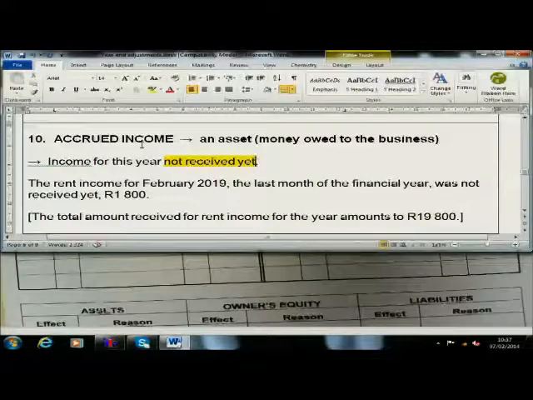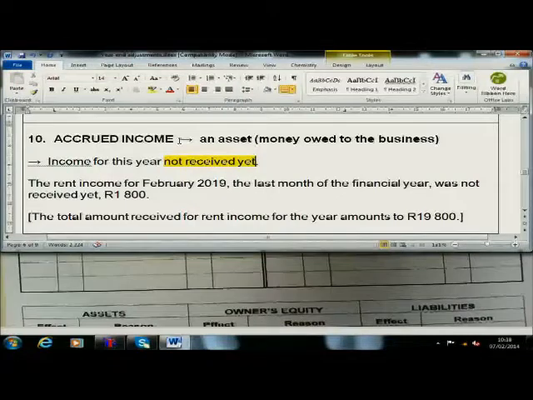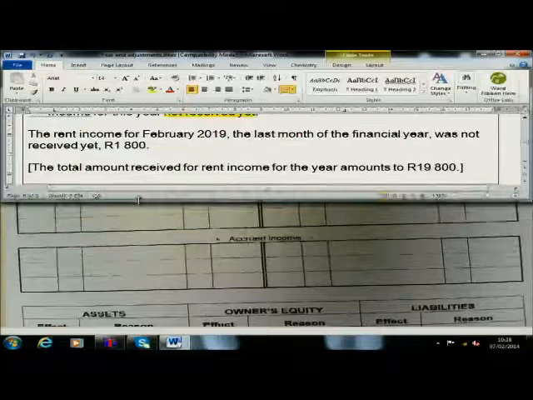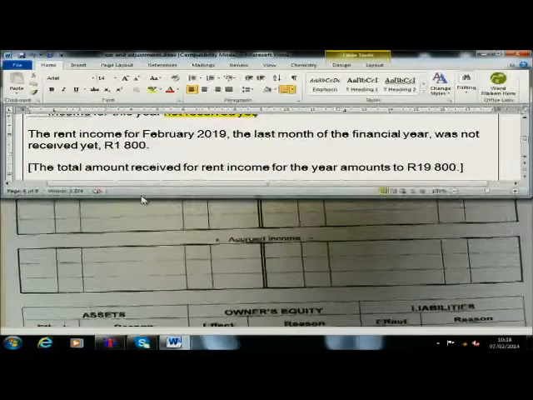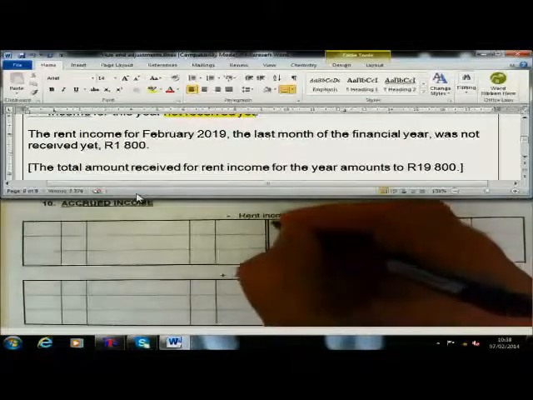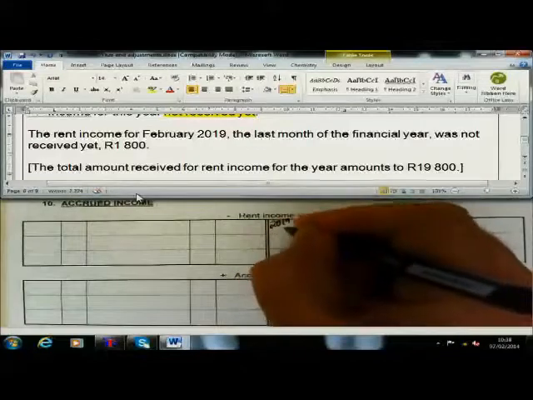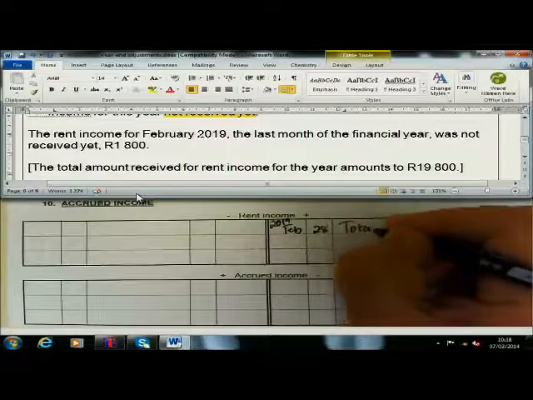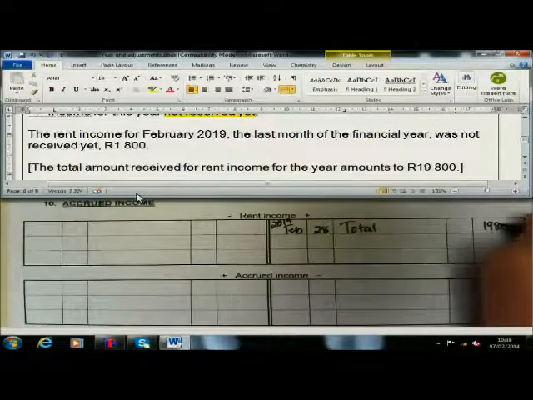The rent income for February, the last month of the financial year, was not received yet. They gave us the total amount received for rent income for the year, which amounts to 19,800 Rand. So on the credit side of our rent income, we put there on the last day of the year, February 28, a total. And the amount is 19,800.